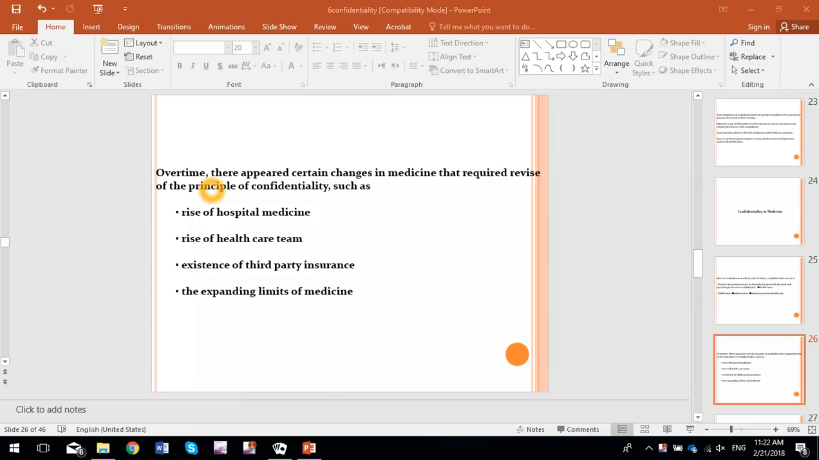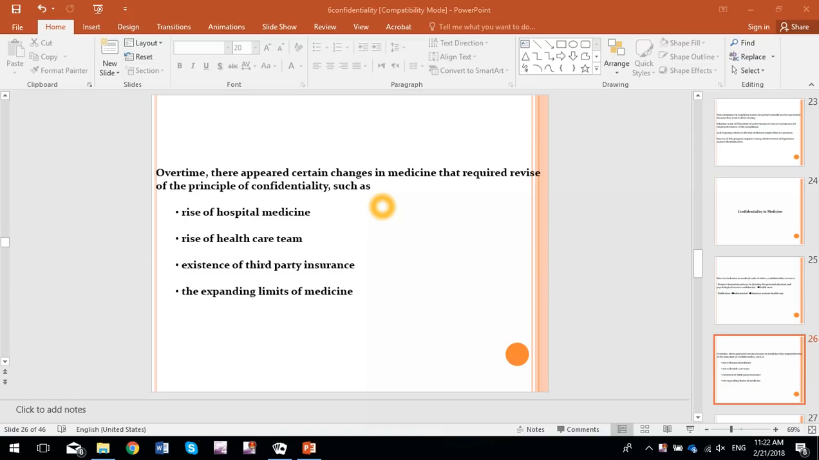Over time, since the code of ethics was put in place, there appeared certain changes in medicine that required revising the principle of confidentiality. What are these changes? The rise of hospital medicine instead of the office. Medicine means the secret is not between the physician and the patient only, but also there are other people who share this secret. The rise of the healthcare team.